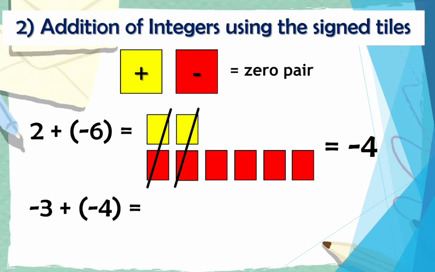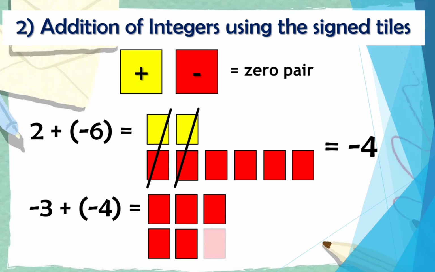Next, negative 3 plus negative 4. So, doon muna tayo sa first addend natin, which is negative 3. Negative, so anong kulay ng tile ang gagamitin? So, that is red. So, we will use 3 red tiles for negative 3. Plus negative 4. So, anong tile ang gagamitin natin para sa second addend? Okay, red ulit kasi negative. 4 na negative tiles or 4 na red tiles.